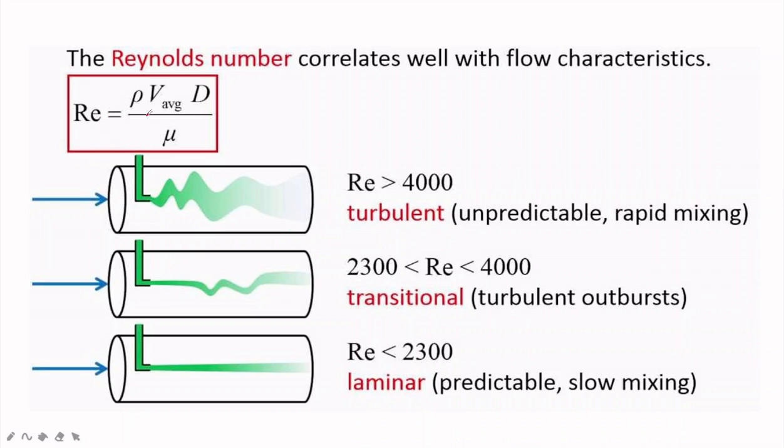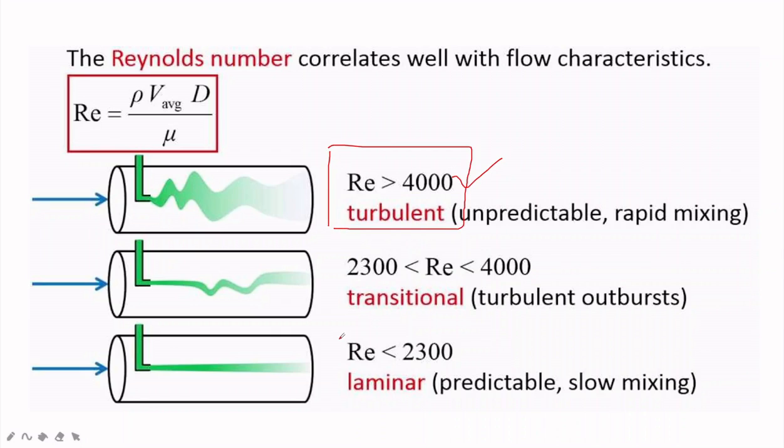Re is equal to rho V d by mu. When the Reynolds number is greater than 4000, it is turbulent. So see the water flow. It is turbulent, unpredictable, and rapid mixing is there. So the water property is turbulent. What we want? When the Reynolds number is greater than 4000, it is turbulent.